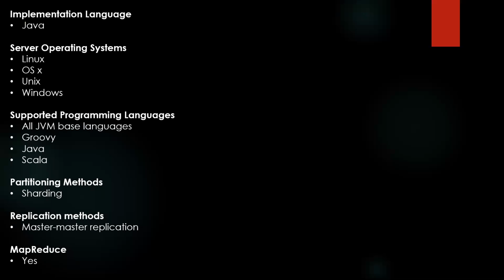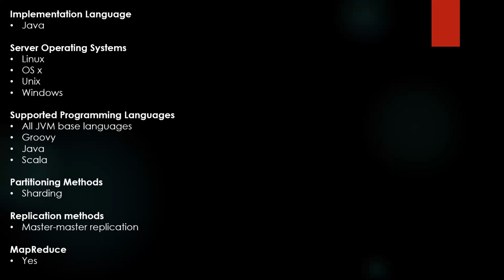And coming to the supported programming languages, all JVM based languages are supported: Groovy, Java, Scala. Groovy again is Java syntax compatible, a language for the Java platform. It is used for both dynamic and static programming styles. Again, Java, as I told you, this is a Java program, and Scala is a part of the Java-based programming languages, and it's similar to Python, Ruby, Perl, and Smalltalk languages.